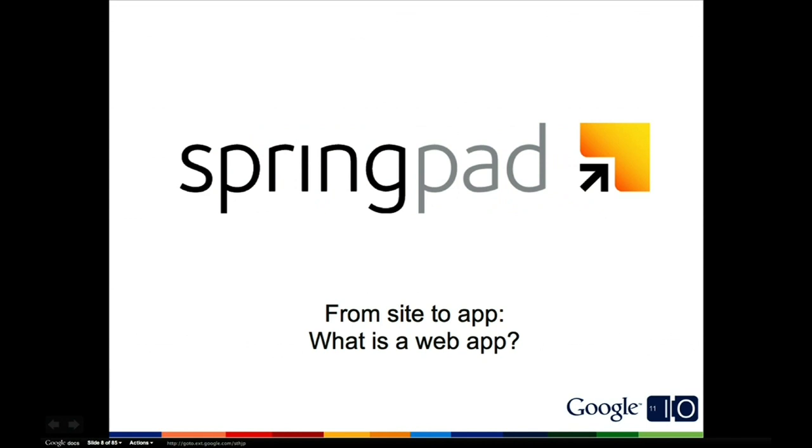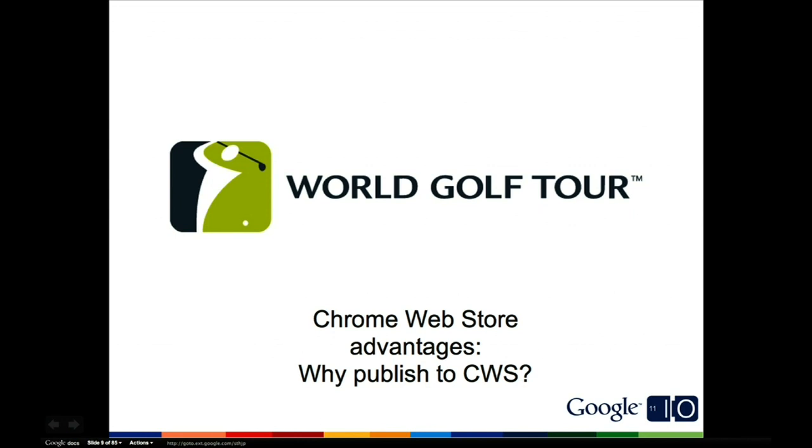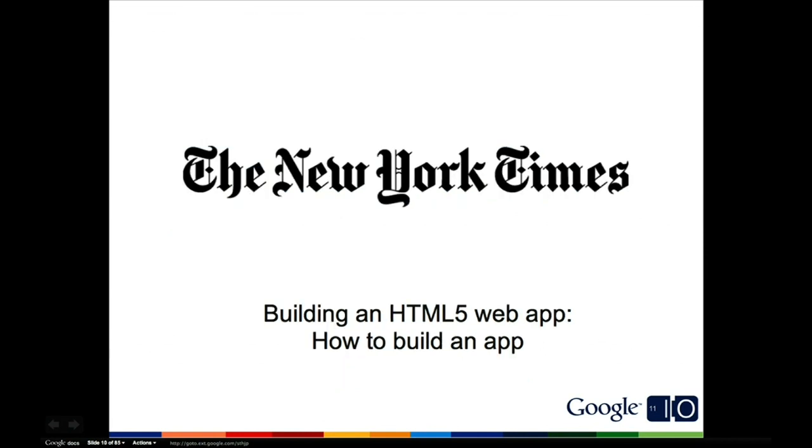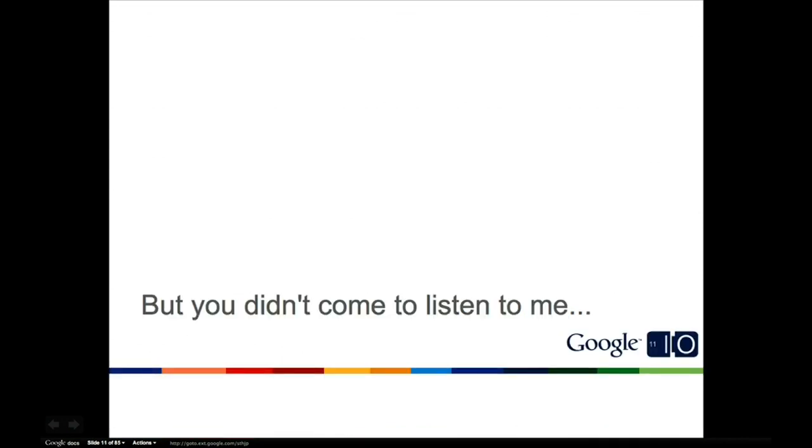Today we're going to hear from 3 different successful Chrome Web Store publishers, each telling a different story about their experiences. We're going to start with Springpad, who's going to tell us their story of how they moved from a website to a web app and explore some of the differences between sites and apps. We'll then hear from World Golf Tour, who's going to tell us a little bit about what happened after they published in the Web Store and why you should publish into the Web Store. And then New York Times will take it on home to talk about HTML5 and some of the great APIs and tools there to develop a really powerful HTML5 app.